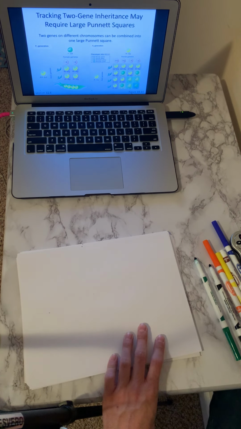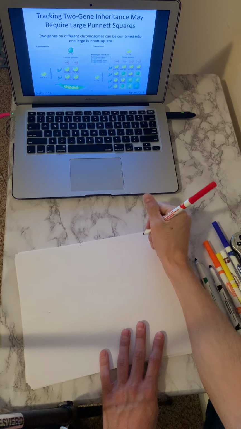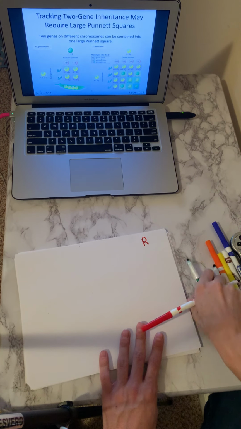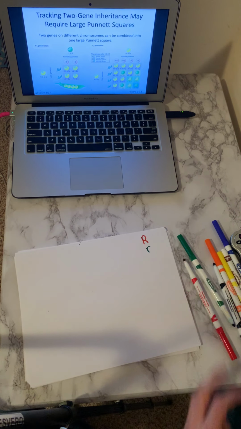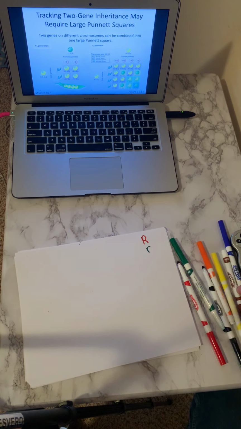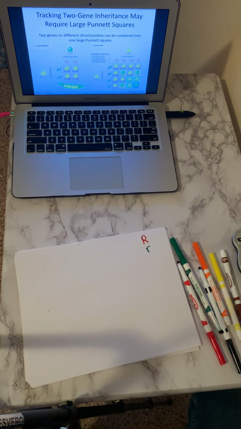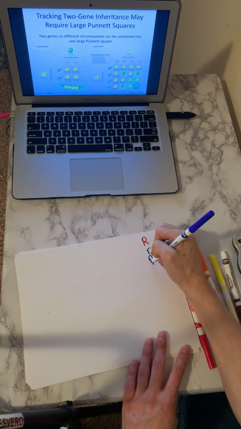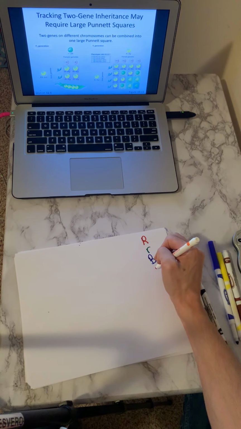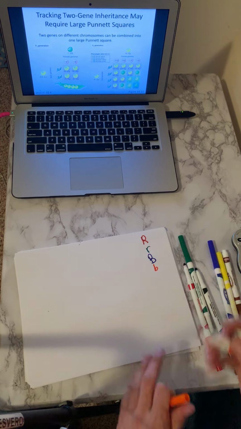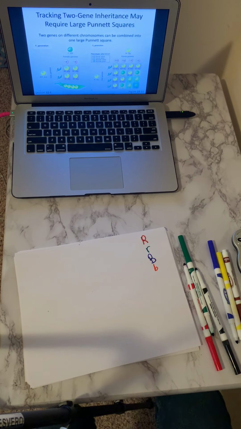So let's stick with our same traits here for birds. We have our red feathers, dominant. Green feathers are going to be recessive. And now what we're going to do is add in a second trait. Let's add in blue wings as dominant and orange wings, or little case blue, as recessive. And that's how this is going to work. Those are our 4 traits here.